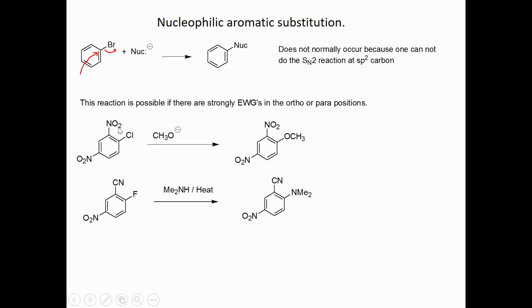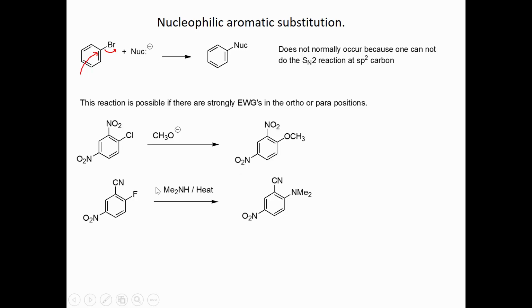All right, so here we're treating this chlorobenzene derivative that has nitros ortho and para to the chlorine with methoxide ion, and here we see fairly facile substitution to give us the methoxybenzene derivative.